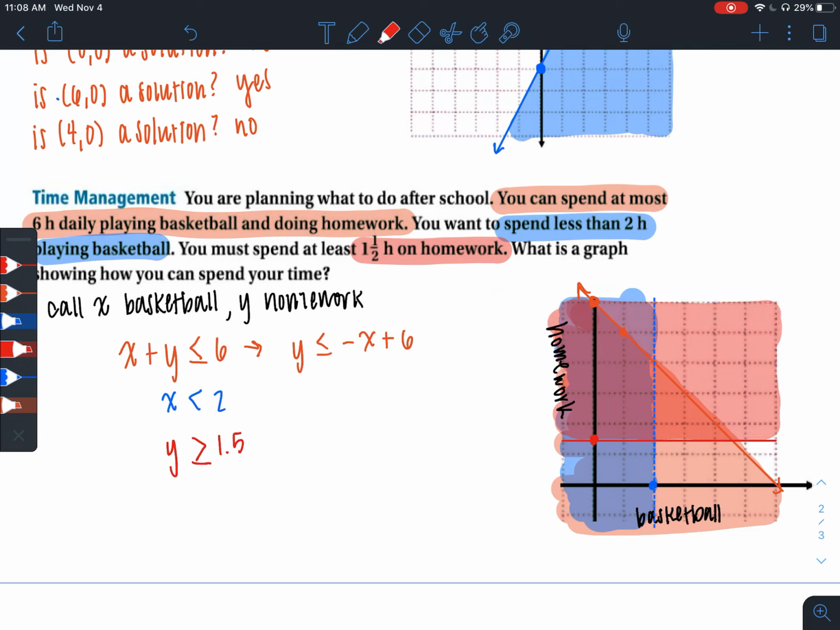Okay, so it might be kind of hard to see, but this region right here is the portion that got triple shaded. Now that's where the solutions lie.